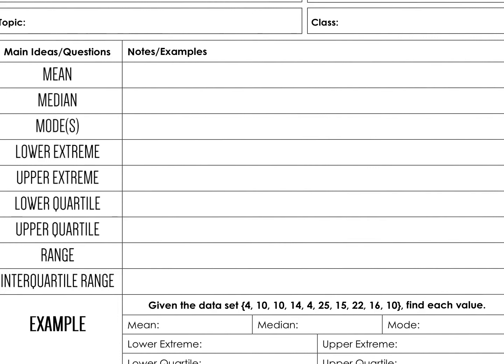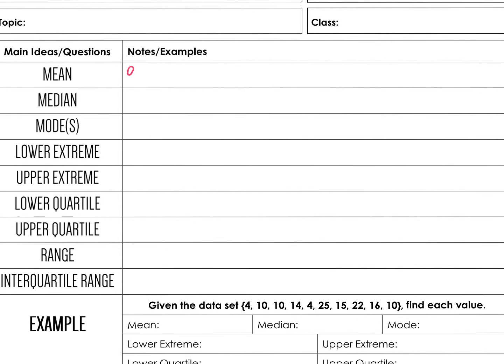This lesson is on measures of center, box and whisker plots, and histograms. Before we get into the math, we're going to look at some vocabulary. We're going to be using these words and finding these things for different sets of data.